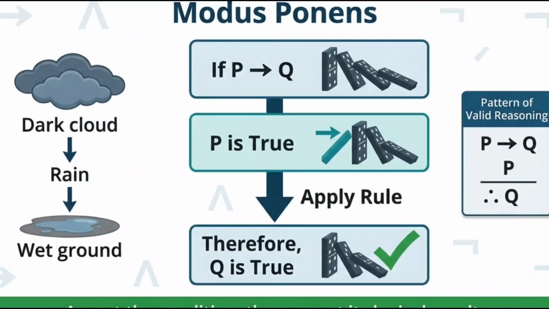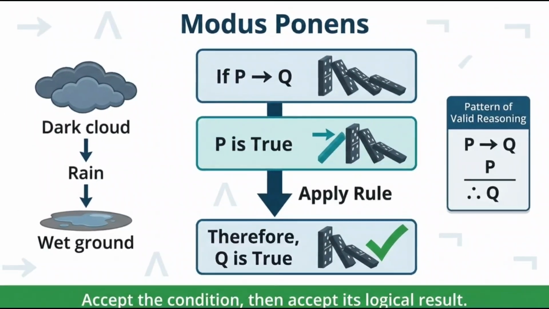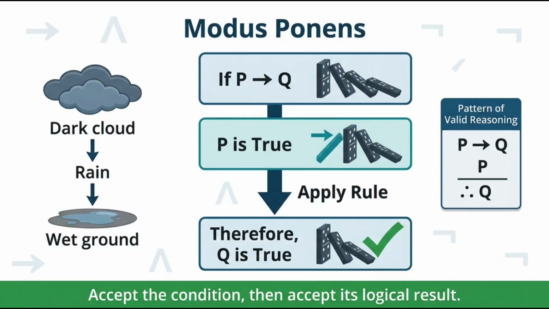One of the most common rules is Modus Ponens. If P implies Q and P is true, then Q must be true. This rule is simple, reliable, and widely used in mathematics, science, and computer programming.